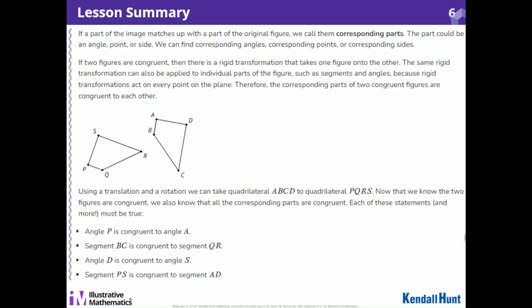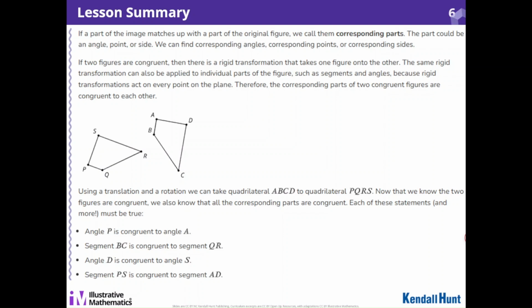If two figures are congruent, then there is a rigid transformation, such as translations, rotations, or reflections, that takes one figure onto the other. The same rigid transformation can also be applied to individual parts of the figure, such as segments and angles. Because rigid transformations act on every point on the plane, the corresponding parts of two congruent figures are congruent to each other.